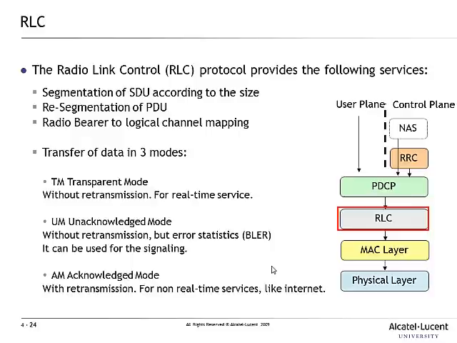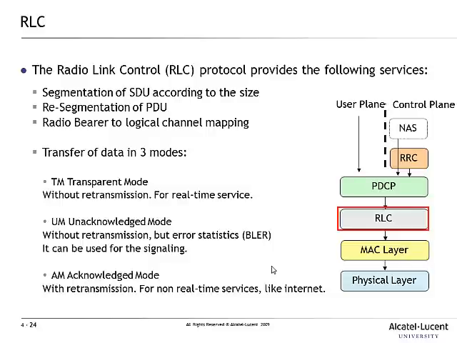So I talked about these 3 modes. What is the difference? Well, transparent mode is a mode which we use for real-time service, and here we don't do any retransmission. Most of the time when we deal with real-time traffic, such as voice or real-time video, we don't do retransmission. If information is in error, we discard it, because we know that the sink of the information, which could be the human ear or the human eye, is able to cope with a certain amount of error. So transparent mode is used for that purpose.